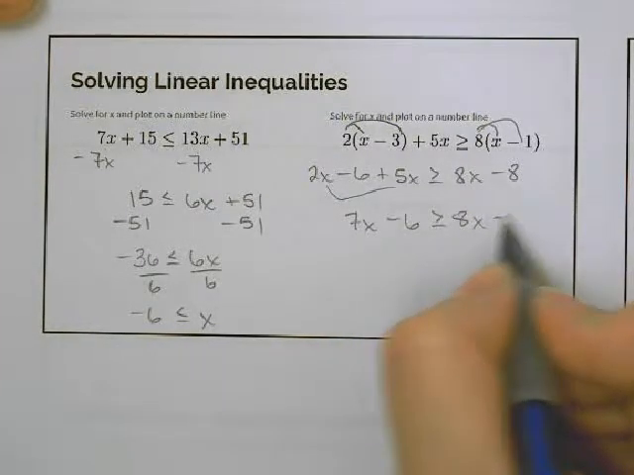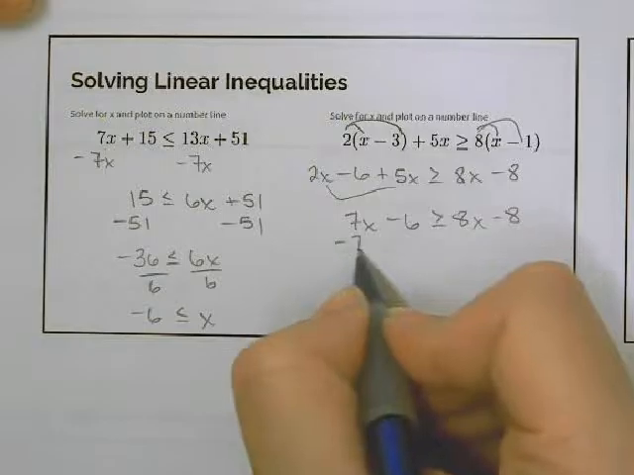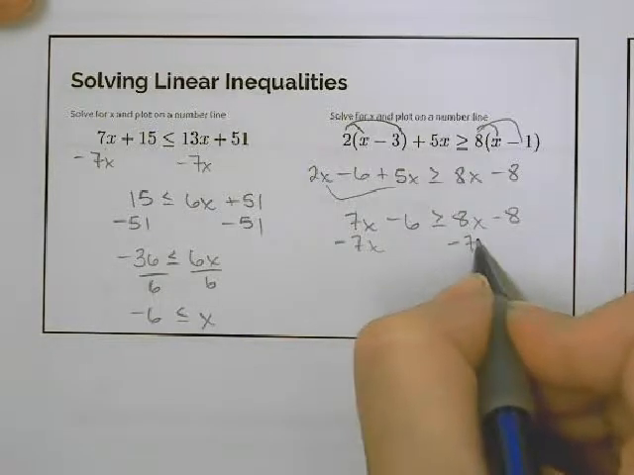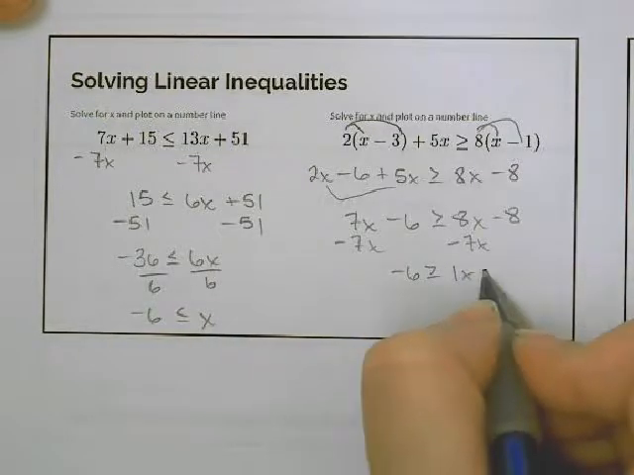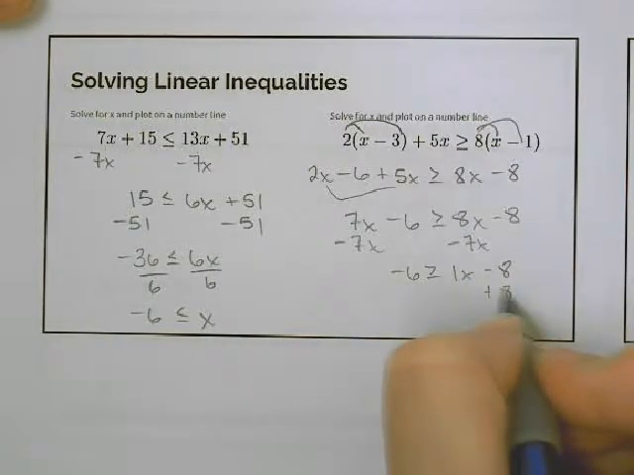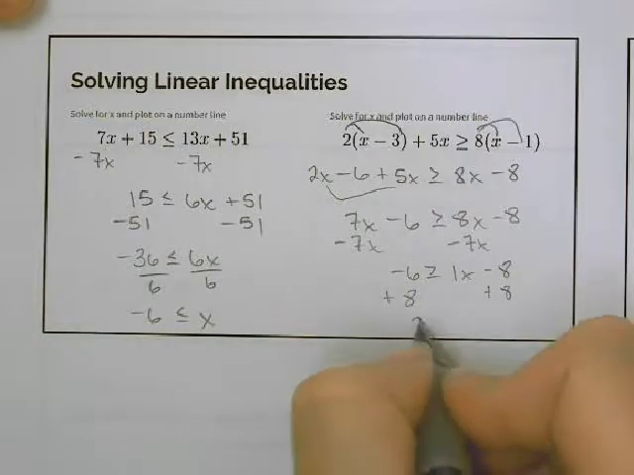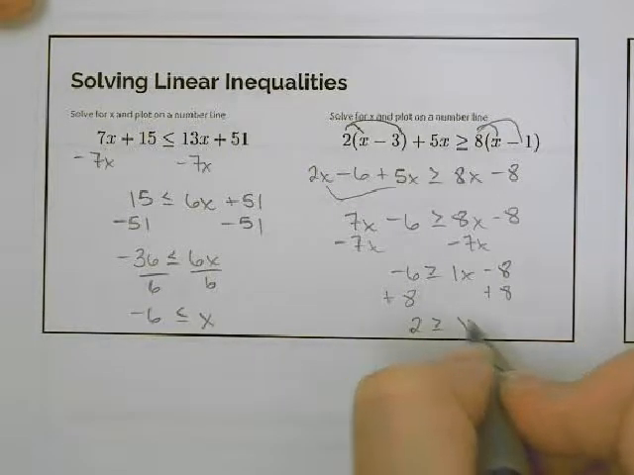Subtract the smaller of the two variables. So negative 6 is greater than or equal to 1x minus 8. Add 8 to both sides, and I'm left with 2 is greater than or equal to x, or 1x, which is what we're going for.